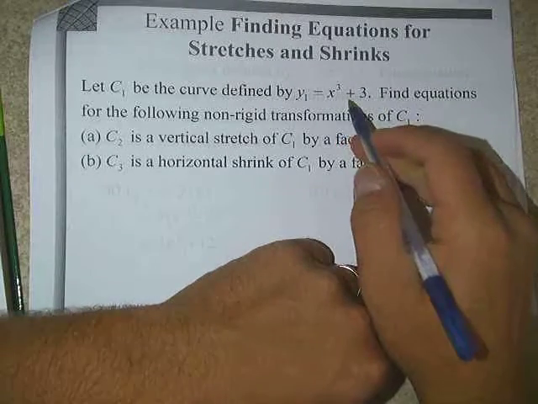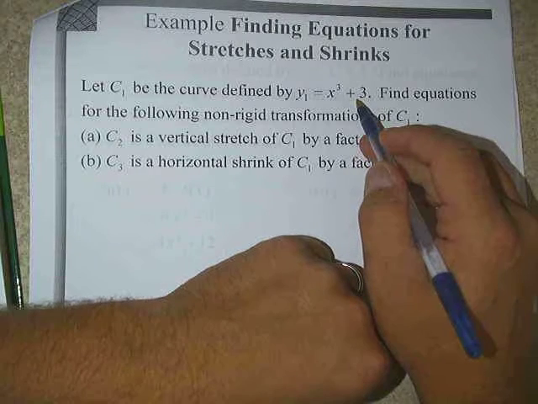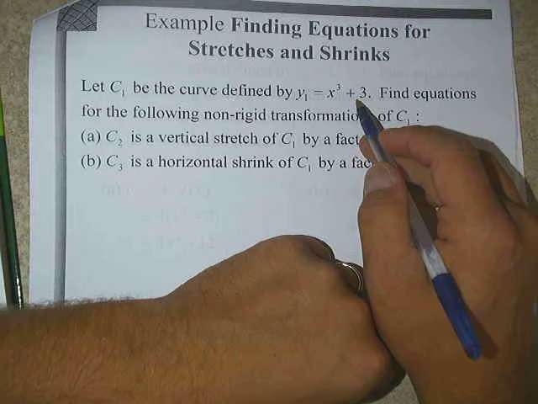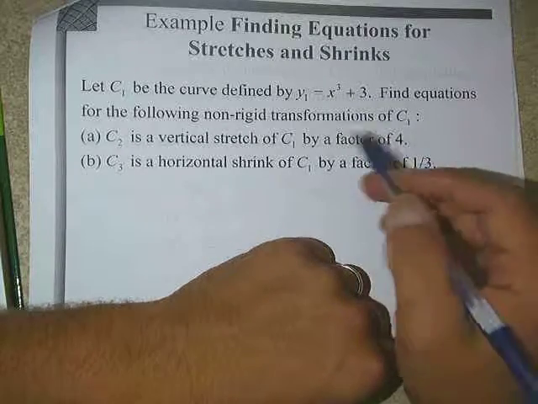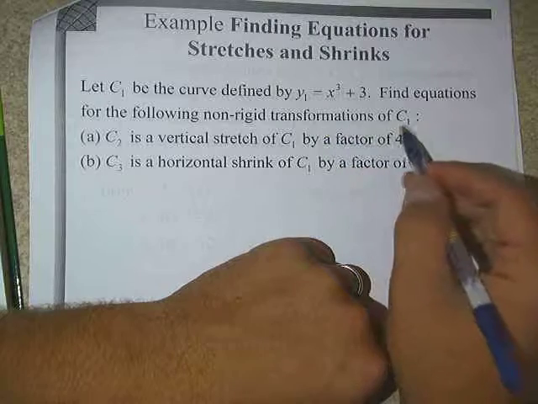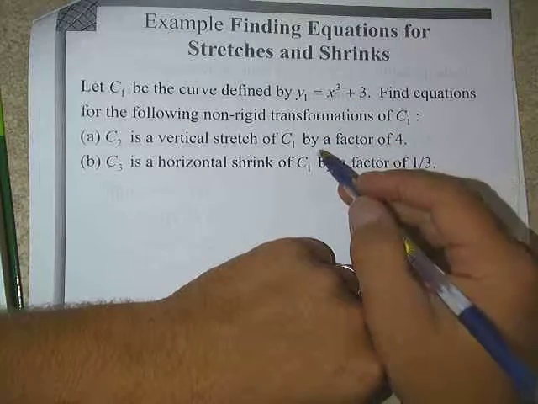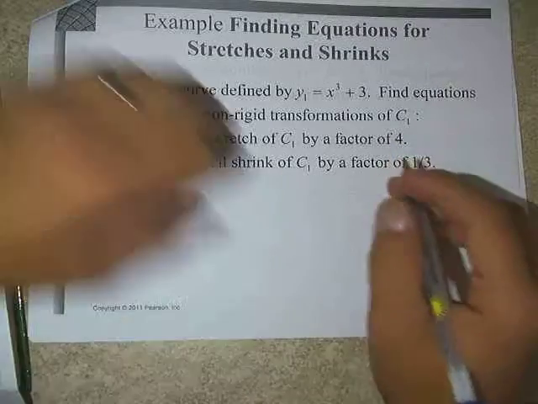One thing that we're asked here in this problem, as an example, they have y equals x cubed plus 3, which is our cubic function translated what? It's up 3. It's outside the x, so it's an up or down, so up 3. And we want to, first of all, find an equation here for part A. Find an equation for the following non-rigid transformations of this.